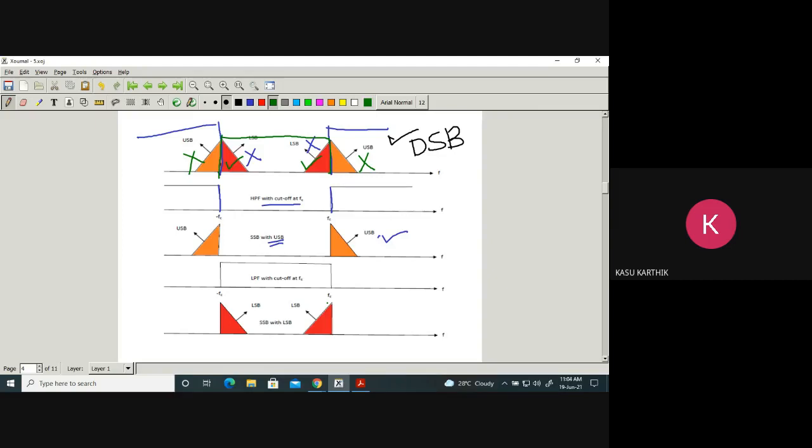Simple method. But what is the problem here? Can you tell me what the problem is? What problem do you face? Anyone?